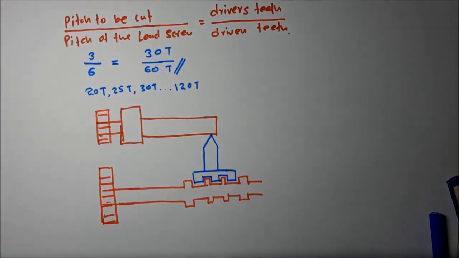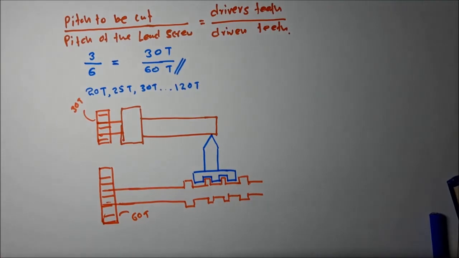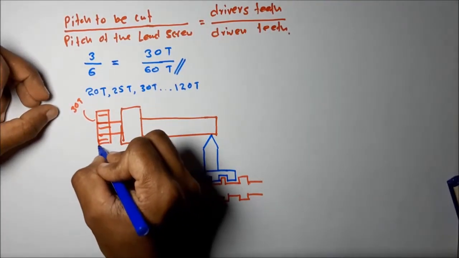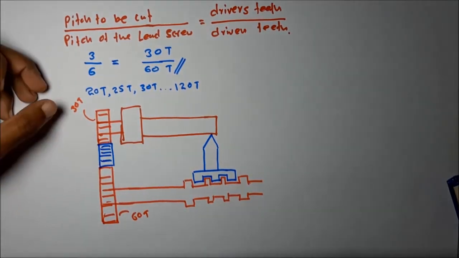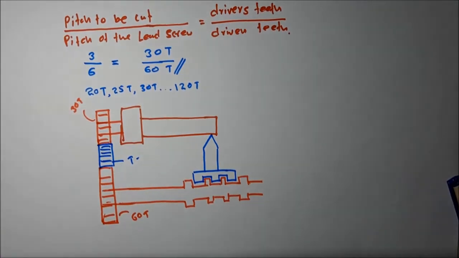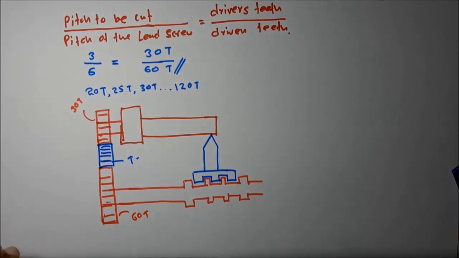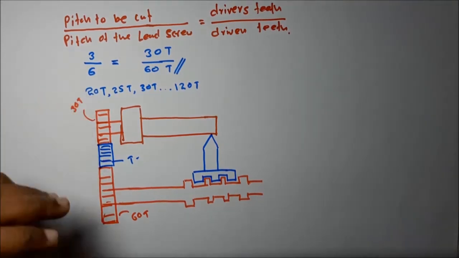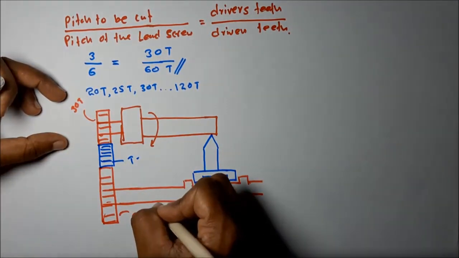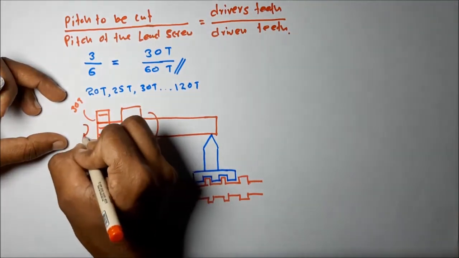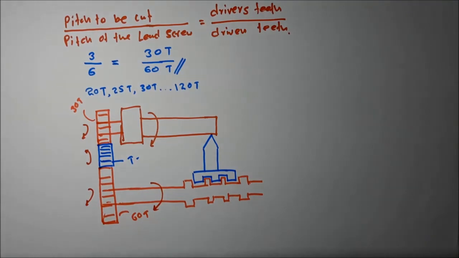Okay. Then this is 30 teeth. This is 60 teeth. Then to connect these two, you can use any gear wheel having any convenient number of teeth. In the last class we discussed that the intermediate gear does not affect the gear ratio. That is why you can use any number of teeth for this intermediate gear. So what is the relationship? If this is rotating in this direction, this is rotating in this direction, and this is rotating in this direction, the same direction.